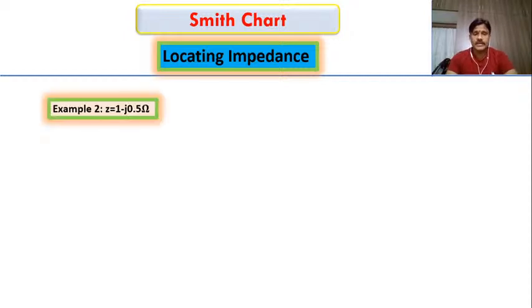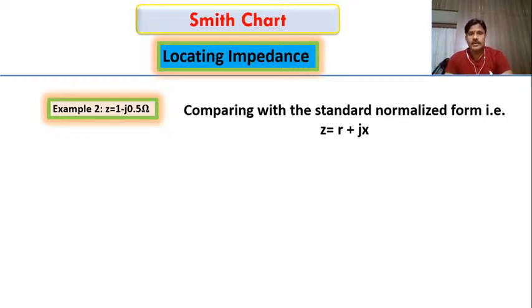As another example we are considering z equals to 1 minus j0.5 ohms. Right. As usual, what is the first step? You have to compare with the standard normalized form z equals to r plus jx. By comparing with this r plus jx, we get r equals to 1 and x equals to minus 0.5. Now, in order to represent the impedance 1 minus j0.5 ohms, we want to get the intersection of the two circles, that is the r equals to 1 circle and the x equals to minus 0.5 circle. r equals to 1 is a complete circle, x equals to minus 0.5 is the incomplete circle.